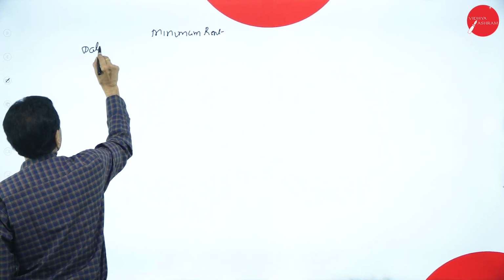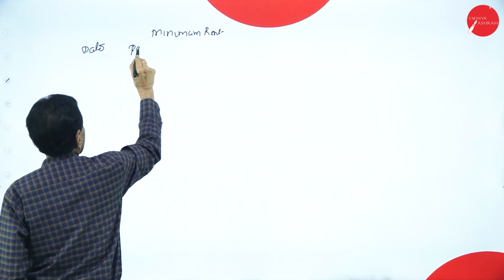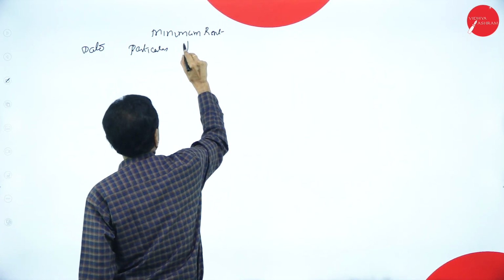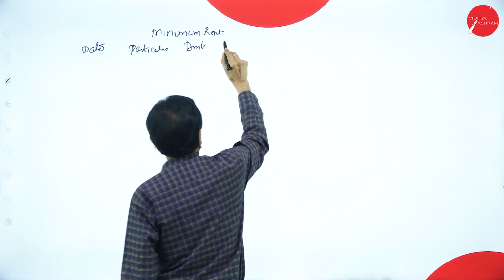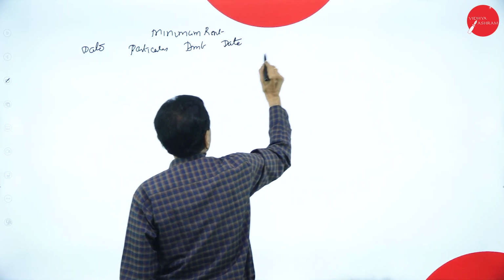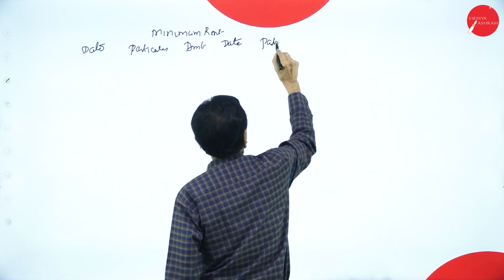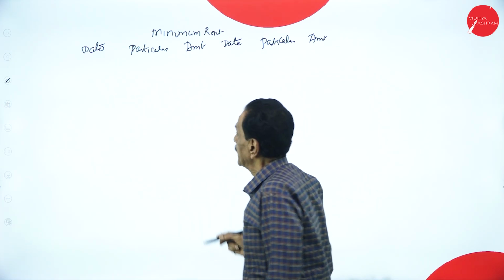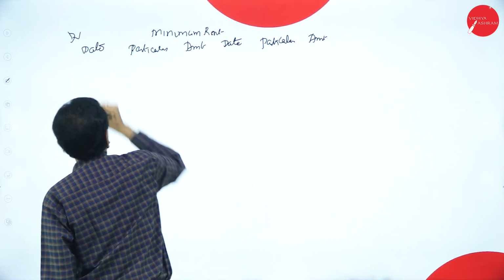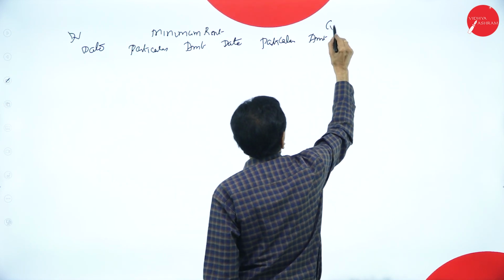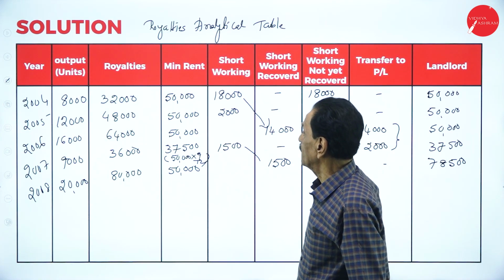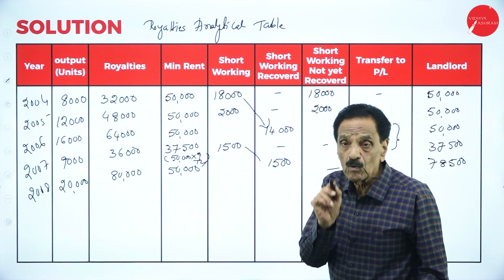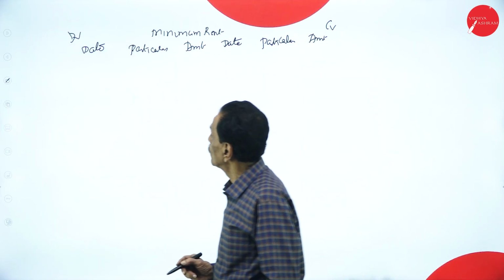Date, particulars, amount, date, particulars, amount. Debit, credit. What you are paying? Minimum rent in the first year. How much are you paying? 50,000. What's the entry? Minimum rent account debtor to landlord.